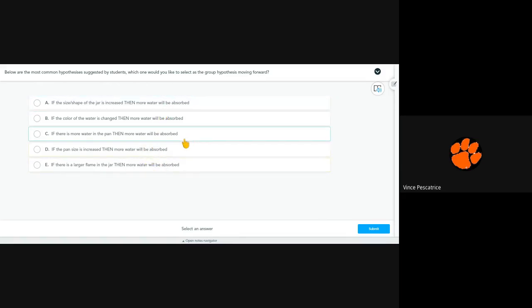So the 5 conditions are if the jar size was increased, the water color was changed, more water in the pan, a different pan size, or a larger flame in the jar. So what I want you guys to do is vote on which one you want to move forward as the class hypothesis, because as we move forward, we're going to have to focus on one hypothesis.